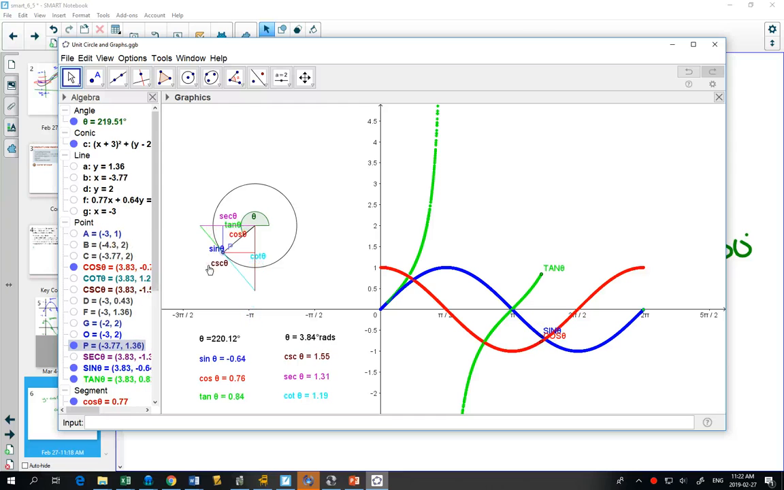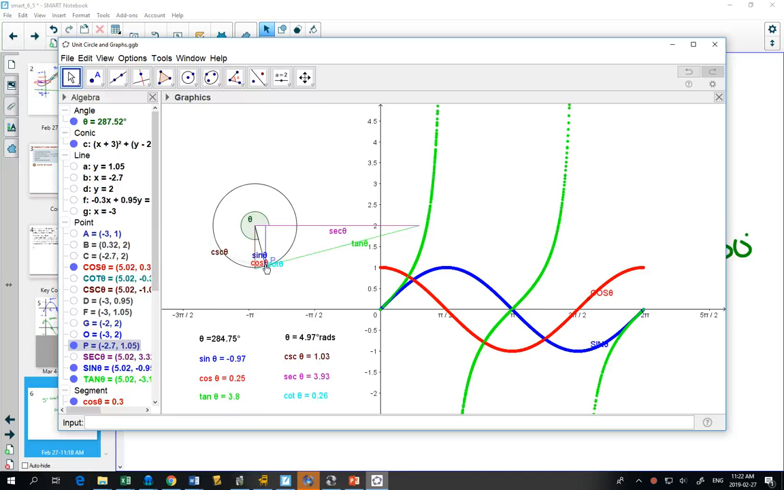Here, they go back positive, and it follows the CAST rule. And it kind of looks like a bunch of x cubed graphs all together.